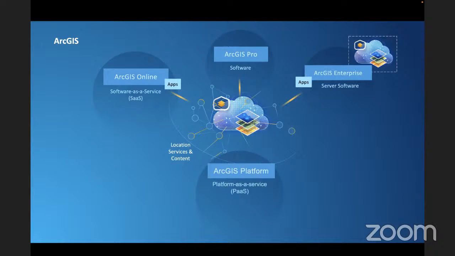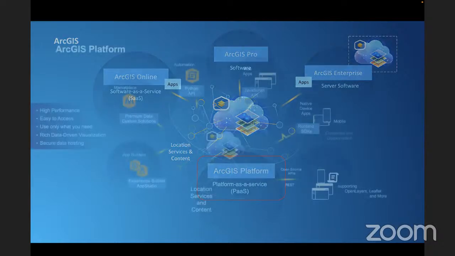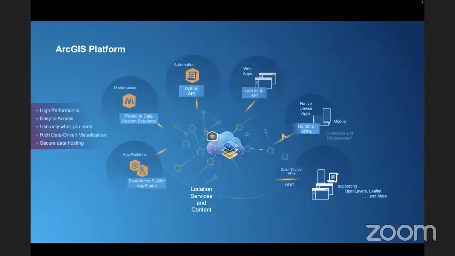So ArcGIS Platform is really where all these components lie, and we can look at it a little bit more. It's designed for developers, and it includes the location services that contain content or host capabilities, such as base maps, geocoding, routing, demographic data, and so on. And then also the ability for developers to host their data and content.